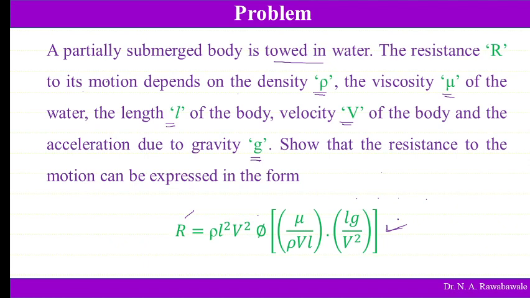Now let us see how to simplify this. First of all, we'll collect the things which we need. For resistance R, this R is a function of density rho, then mu, then length L, then velocity V and acceleration due to gravity G. Or this can be written as R is equal to K rho to the power of A, mu to the power of B, L to the power of C, V to the power of D and G to the power of E. A, B, C, D, E. So these are the five terms.